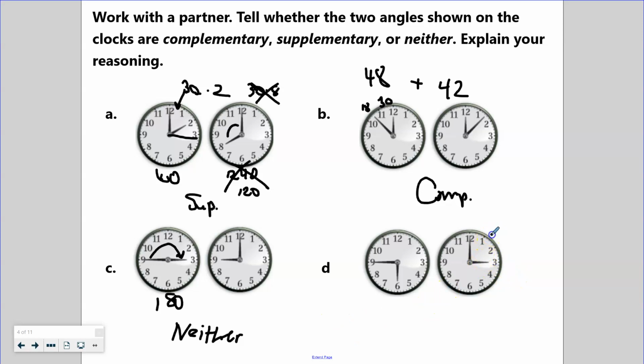All right, so again, this is 90. So it's not going to be complementary because it's already not, and this is 90. All right, so together they make 180. So we say sup.